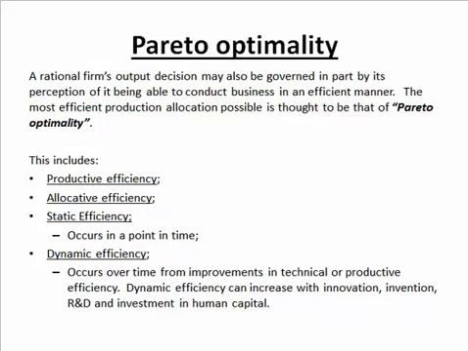A rational firm's output decision may also be governed in part by its perception of it being able to conduct business in an efficient manner. The most efficient production allocation possible is thought to be that of Pareto optimality. This includes productive efficiency, allocative efficiency, static efficiency, which occurs at one point in time, and dynamic efficiency, which occurs over time from improvements in technical and productive efficiency. Dynamic efficiency can increase with innovation, invention, research and development, and investment in human capital.